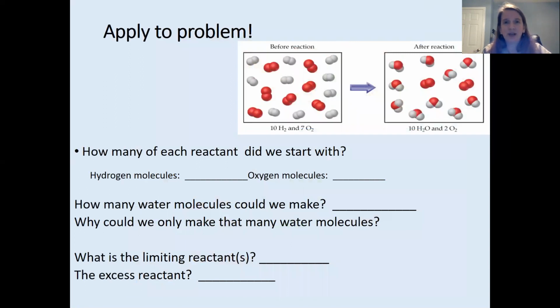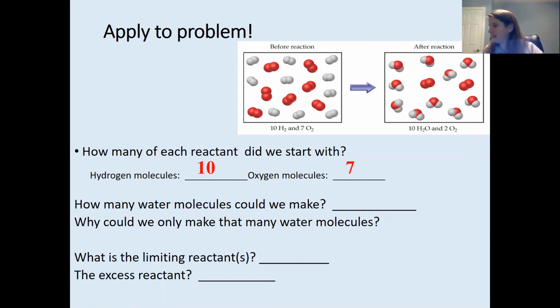So let's apply this to an actual chemistry problem. Here we go in this example over here. This tells us that we're starting with 10 hydrogen molecules and 7 oxygen molecules, okay? We can count them up here if we wanted to. The white ones are the hydrogens, the red ones are the oxygens. So how many water molecules could we make?